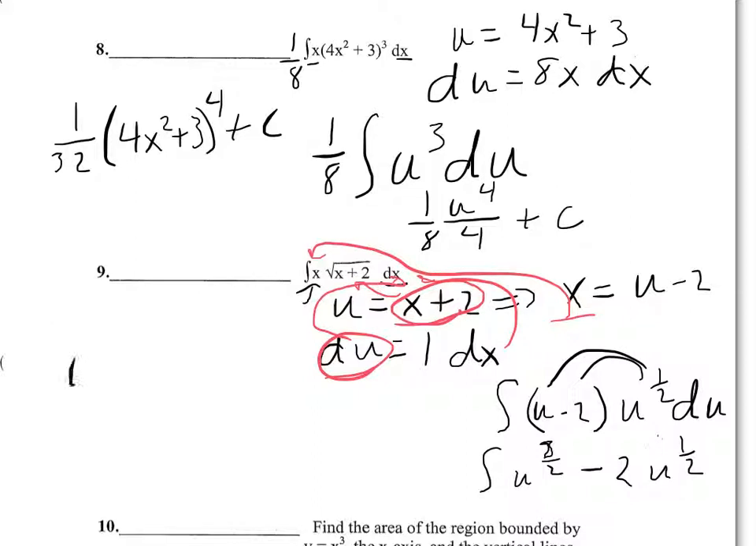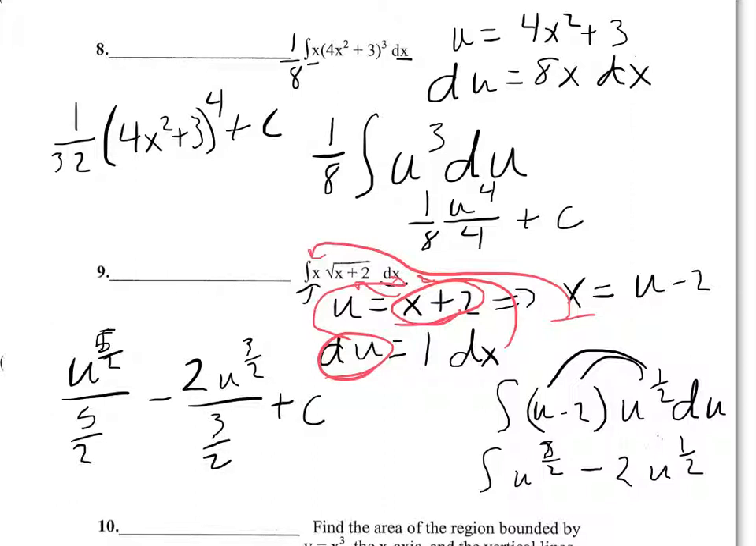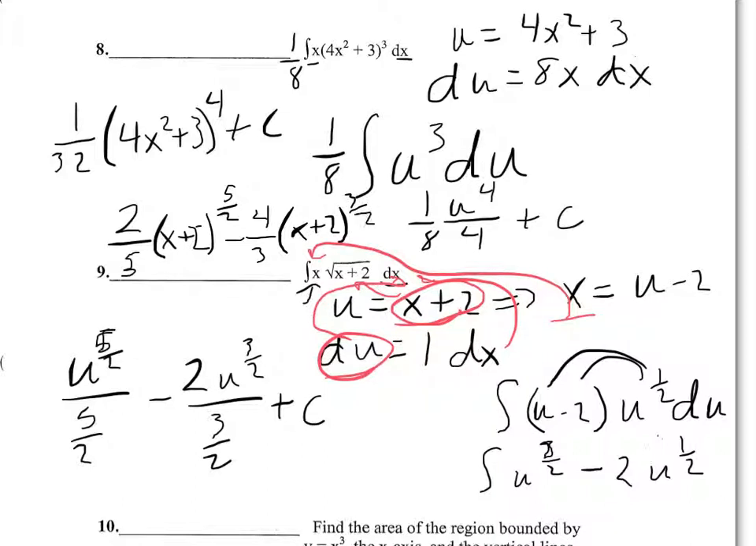U to the 3/2 becomes u to the 5/2 over 5/2 minus 2u to the 3/2 over 3/2, all plus c. I'm not going to do any combining of terms or finding a common fraction, so I have 2/5 times x plus 2 to the 5/2 minus 4/3 times x plus 2 to the 3/2, all plus c. So sorry, that kind of got jammed up in there.